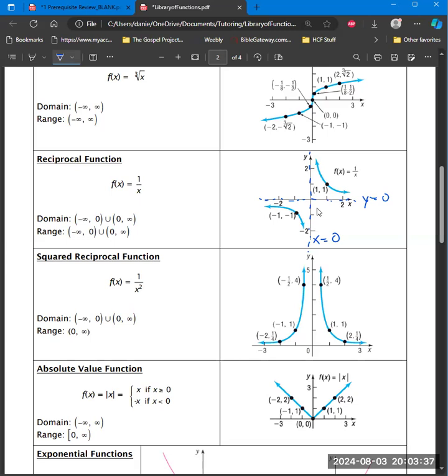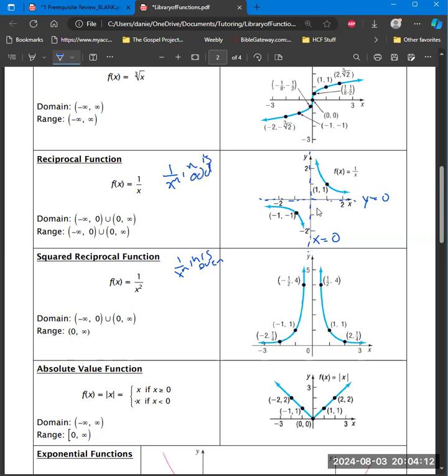And then we have the squared reciprocal function, which will also be important. And this is any negative odd power function here, or if we have 1 over x to the n and n is an odd power, it'll look something like this. 1 over x to the n, where n is even, will look kind of like this.